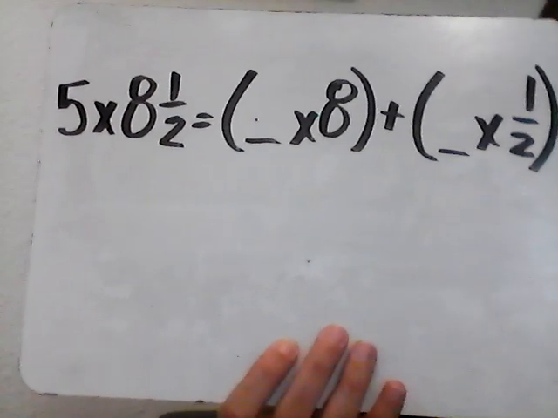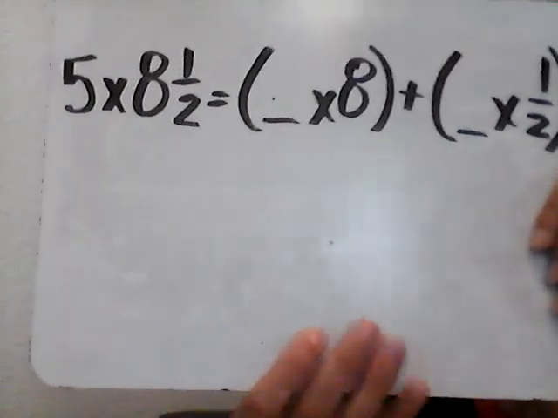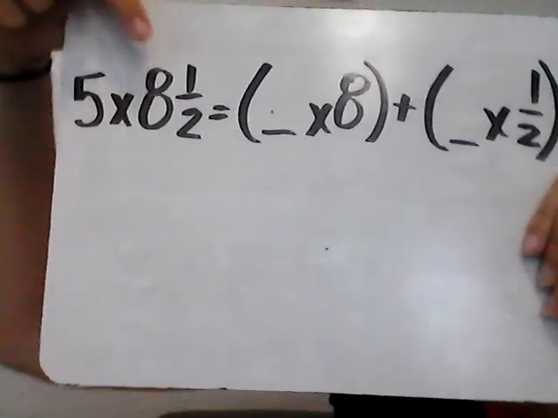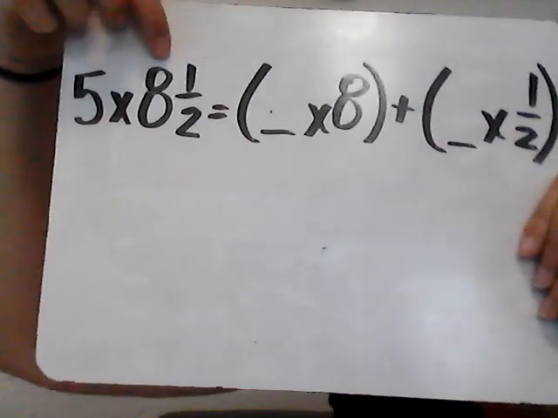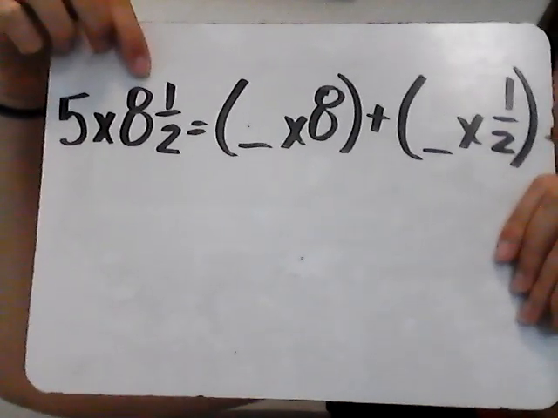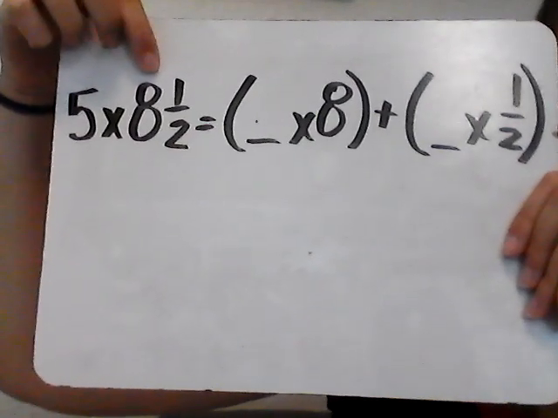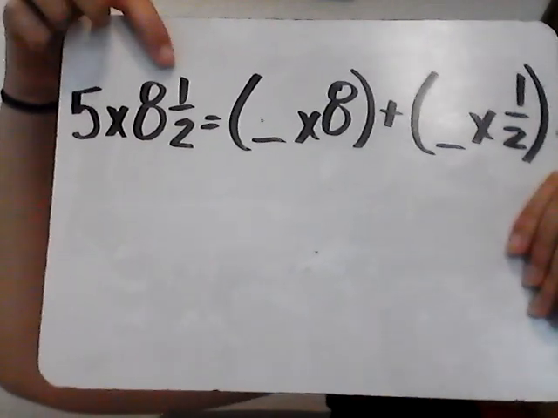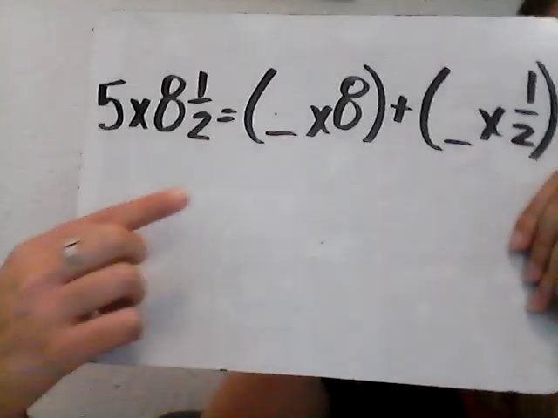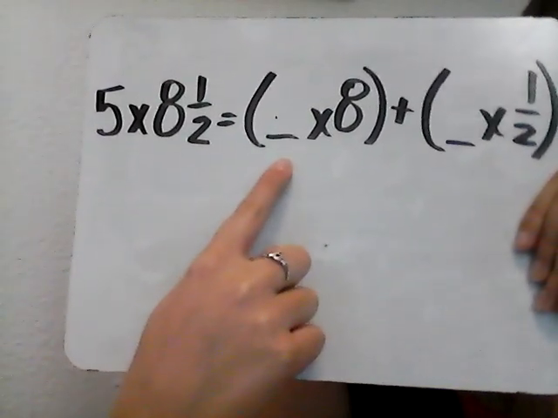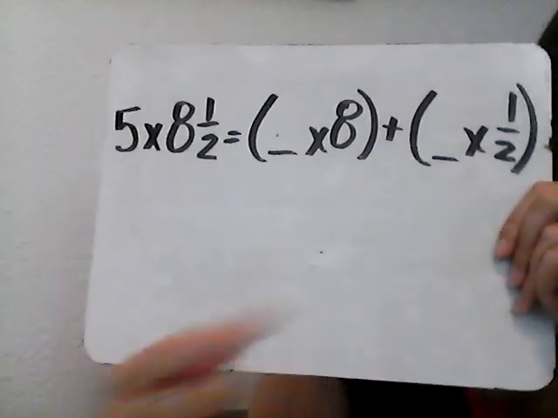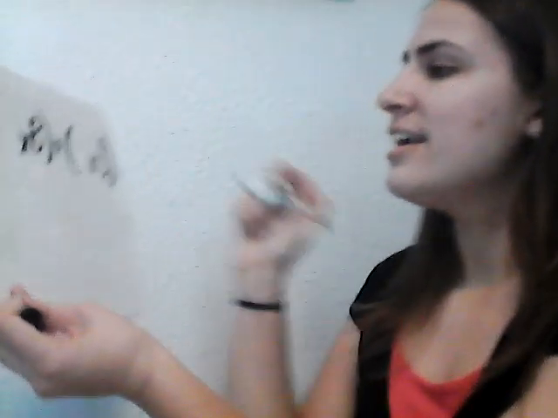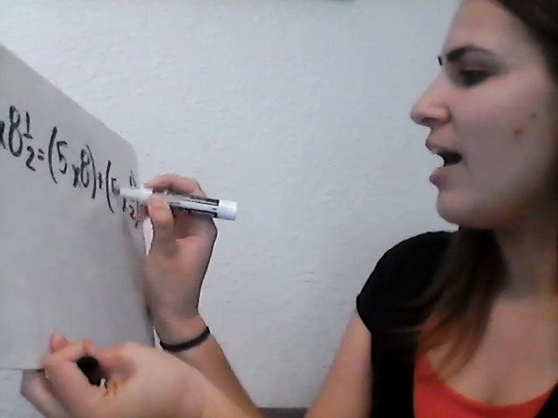So friends, with the distributive property, we are multiplying this number by the two parts that we see here. A lot of you do that in your head to begin with, and you didn't even know you're using the distributive property. So 5 times 8 1/2 is the same as saying 5 times 8 plus 5 times 1/2. So real quick, I'm going to fill that into my problem. We have 5 times 8 plus 5 times 1/2.